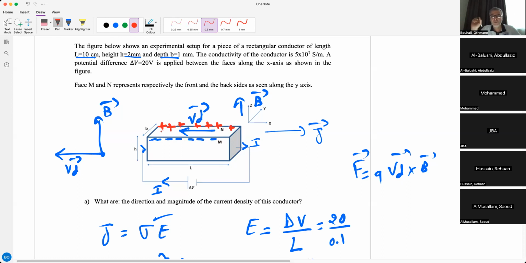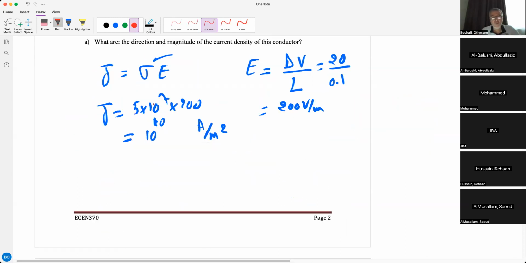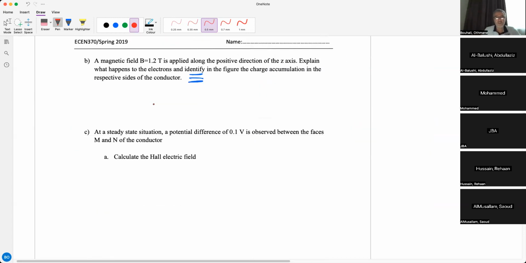Okay, very good. So now you understood why it is in this direction. Because there is a positive side and a negative side along the y-axis, obviously there will be a Hall electric field created between the two faces. So the Hall electric field will be this way. Okay. Now, what is the next question?